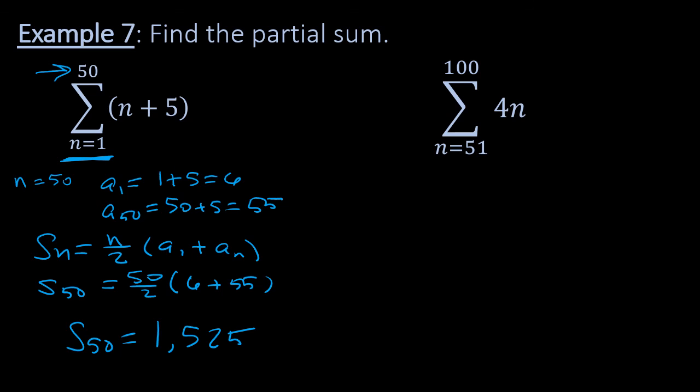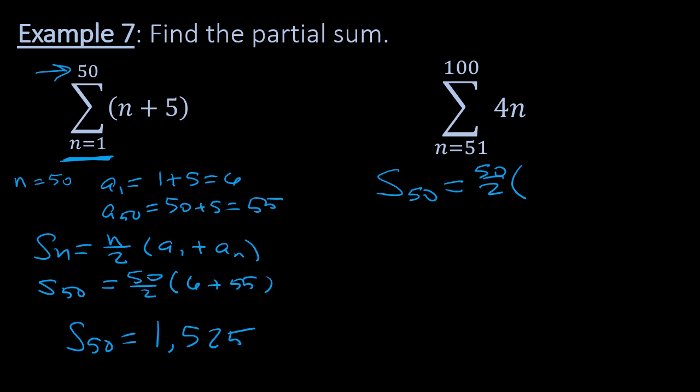All right, last problem. If we want to go from the 51st term to the 100th term, we need to find the first term and the last term. So we're going to take the sum of 50 terms. The 51st term to the 100th term is actually 50 terms because we're including the 51st term and the 100th term. So the sum of 50 terms equals 50 over 2.